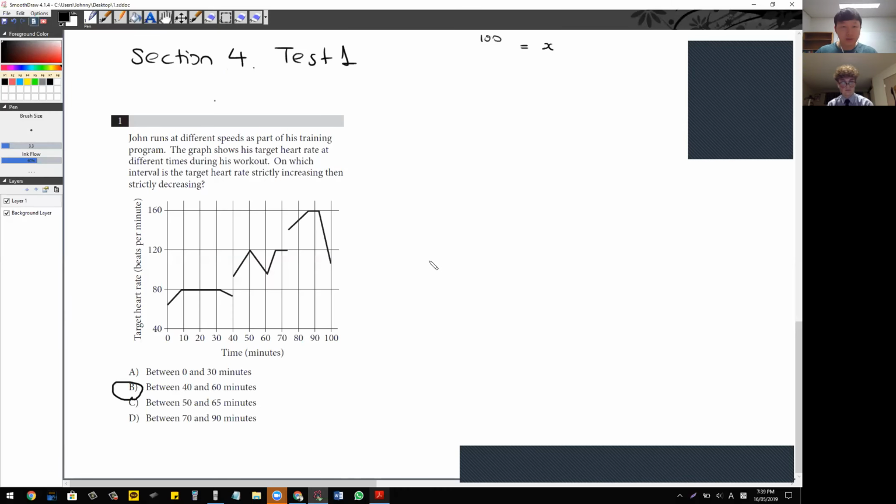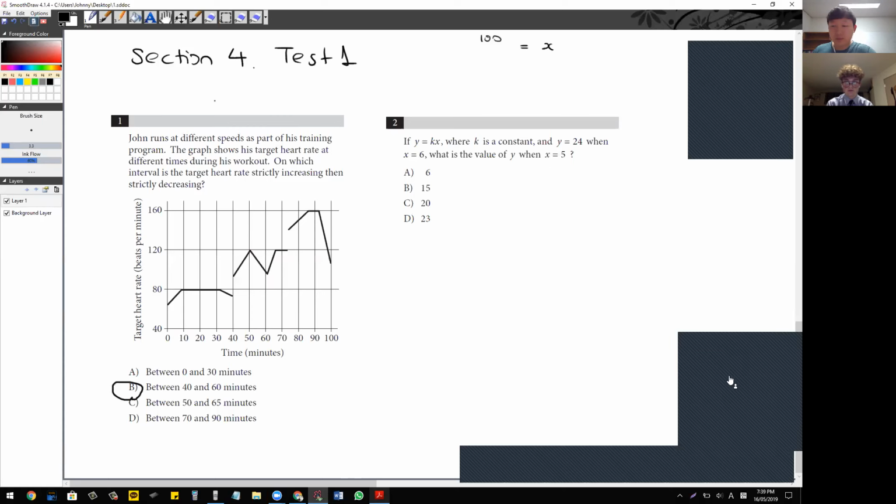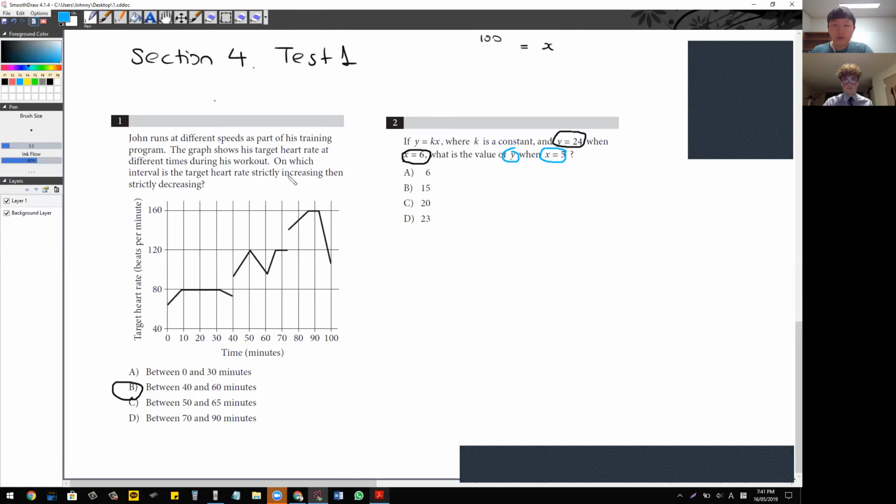So this is also something that we have done before. y equals kx, k is constant, and y is 24 when x is 6. What's the value of y when x is equal to 5? Let me give you some time for it. So we know that y is 24, so plug in 24 there. We don't know what k is. x is 6, then k is equal to 4, isn't it?